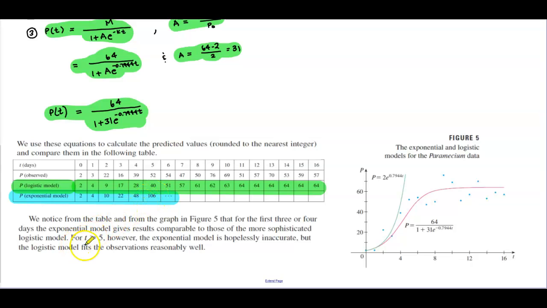So for t being greater than or equal to 5, the exponential model is hopelessly inaccurate, but the logistic model fits the observations reasonably well. So here you can look at figure 5, looking at the exponential and logistic models for the paramecium data. So here we can see that the exponential model increases. Here we can see that the logistic model starts leveling off at a particular amount. In this case here, you can see it was 64, which is the carrying capacity.